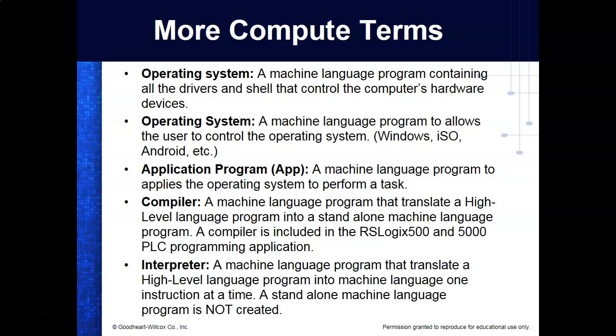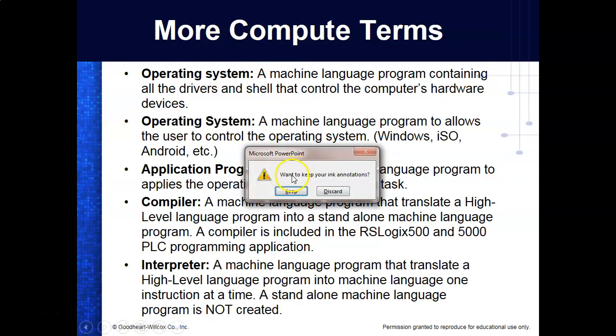An operating system, this is a machine language program containing all the drivers and shells that control the computer hardware devices. So every computer has an operating system. So you're looking at my computer. This is Windows. So I'm running the Windows operating system. This is Windows 7. On my computer at home, I'm running Windows 10 because I got it free, by the way, by upgrading.